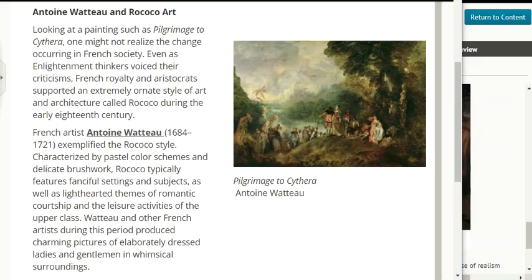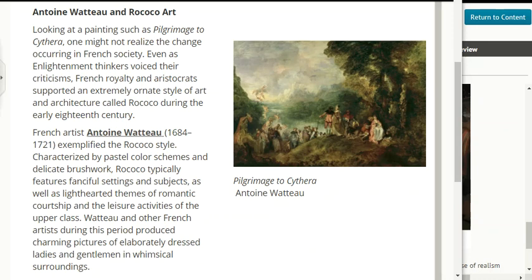Antoine Watteau and Rococo art. Looking at paintings such as Pilgrimage to Cythera, one might not realize the change occurring in French society. Even as Enlightenment thinkers voiced their criticisms, French royalty and aristocrats supported an extremely ornate style of art and architecture called Rococo during the early 18th century.